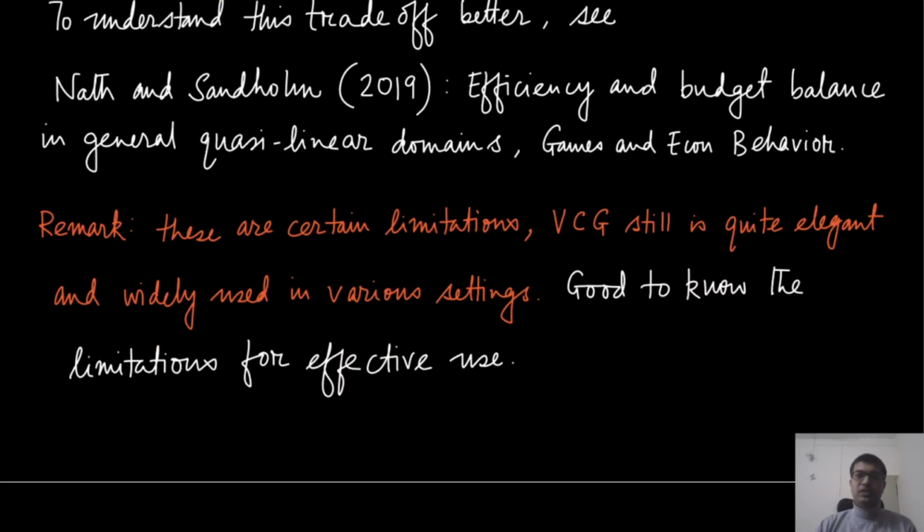Now, what I must remark at the end is that these are just certain limitations of the VCG mechanism. VCG, as I said, is still quite elegant. It satisfies a lot of properties and is also being used in various contexts. The more people know about this mechanism, the more they can make certain improvisations of it and apply it in different contexts. But it is also important to know the limitations, to know where we can effectively use it.